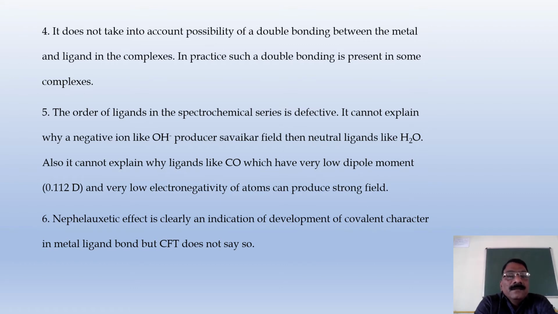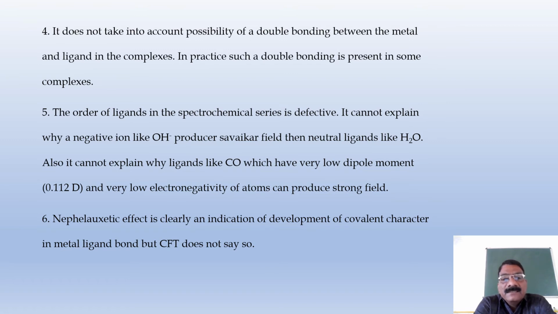Fifth, the order of ligands in the spectrochemical series is defective. It cannot explain why a negative ion like OH minus produces a weaker field than a neutral ligand like H2O. It also cannot explain why ligands like CO, which have very low dipole moment and very low electronegativity of atoms, can produce a strong field.